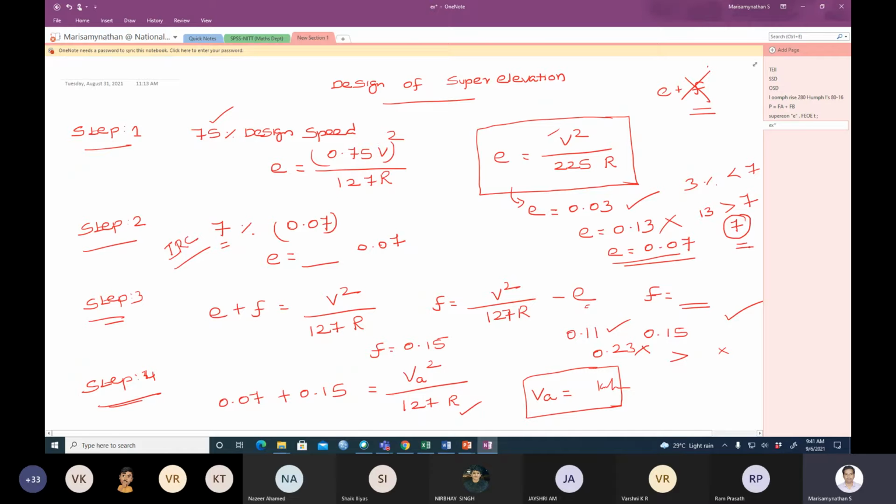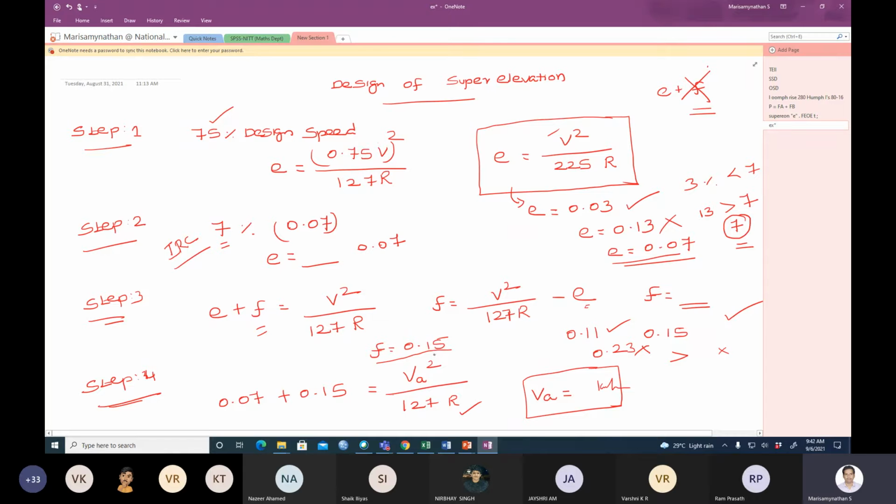When we finalize the 7% super elevation, we should know the friction value. That friction value is reflected as the coefficient of friction in the equation e plus f is equal to V squared divided by 127 into R. You apply the 0.07, V value and R value, and you come to know what the F value will be. As I mentioned, F also has a maximum permissible value, which is 0.15.